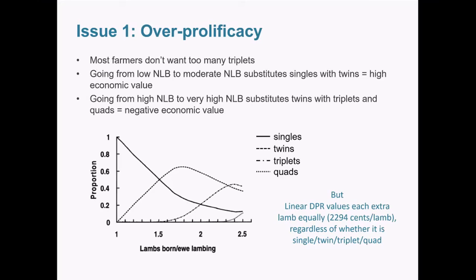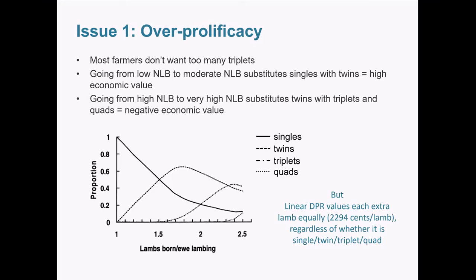If we look here at this figure, we can see how the proportion of single lambing ewes drops away as scanning percentage goes up. This scale here, lambs born per ewe lambing, is very similar to scanning percentage. So the proportion of ewes having singles drops away as our scanning percentage goes up. We get more and more twin-bearing ewes, but that reaches a peak.